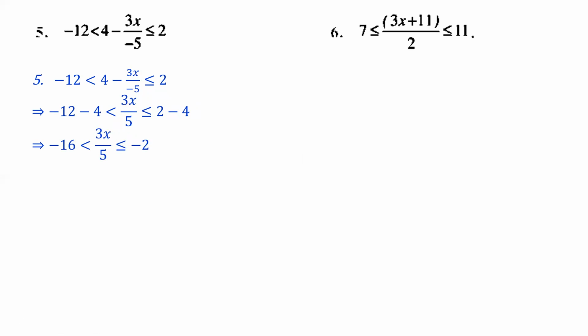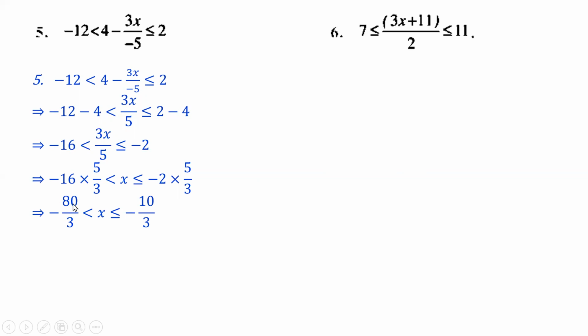So minus 16 less than 3x by 5 less than or equal to minus 2. If we multiply this by 5 by 3, you will find x belongs to minus 80 by 3 less than x less than or equal to minus 10 upon 3. Now open bracket for minus 80 by 3 and close bracket for minus 10 by 3, since the less than sign is there and the less than or equal to sign is there. Therefore this one is open bracket, and for this one, closed bracket. So that is the interval.